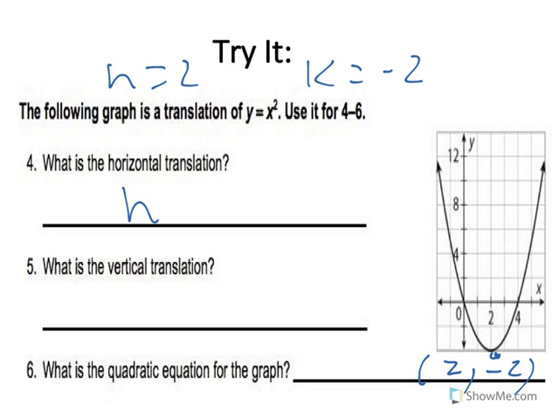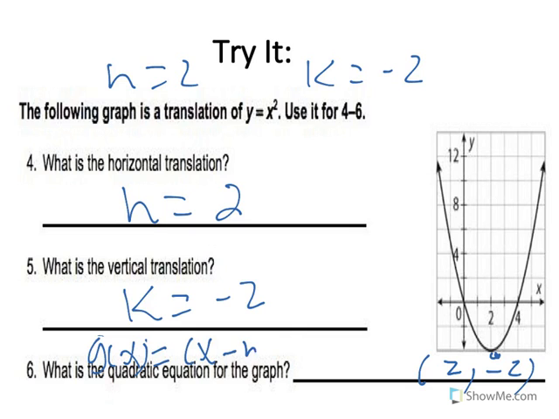So that means that h equal to 2 to the right. And what is the vertical translation? So that k equal to negative 2, so 2 down. So what is the quadratic equation of the graph? So we see that g of x, not f of x. So then our g of x is equal to a times x minus h squared plus k. Right? So then our graph is going to be x minus 2 squared minus 2.